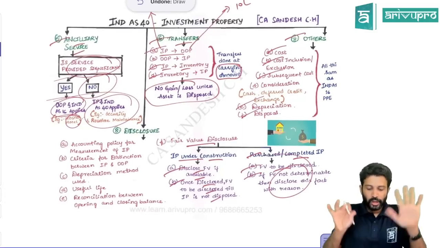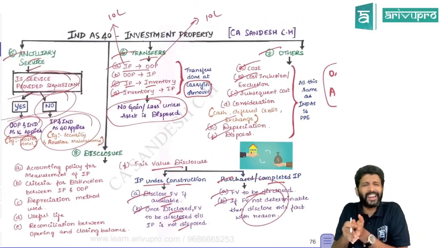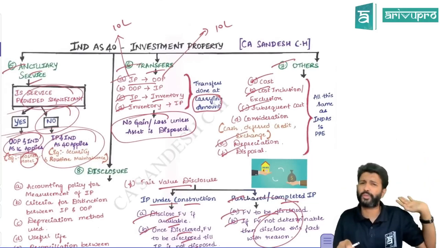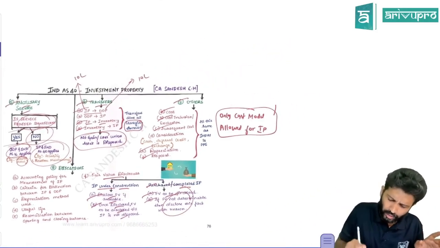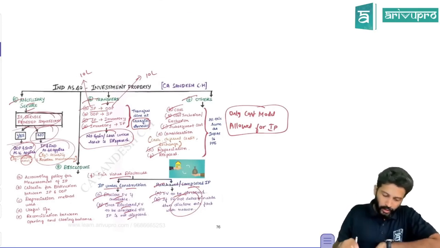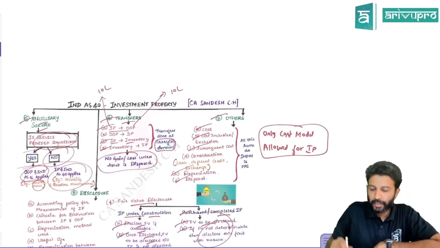So that's all about this. This is not really a different standard in accounting terms. It is the same. Whatever you have done in IND AS 16, more or less you'll have to follow the same thing over here also. But do keep in mind only the cost model is allowed for investment property. That's all with respect to investment property, a small standard.